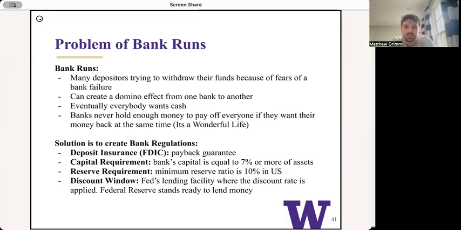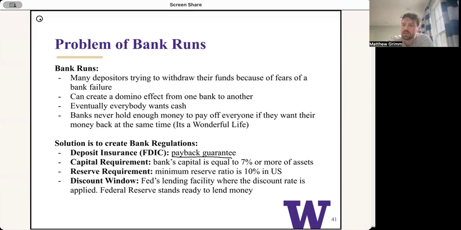Such problems could be the bank run. So a bank run is when depositors try to withdraw their funds because of the fear of the bank's failure. And what this does is it creates a domino effect from one bank to another or one person to another investing in a bank. So eventually everybody wants their cash because they know that times are getting hard and they don't really trust these banks anymore. So the banks are never going to hold enough money to pay off everyone if they want their money back at the same time. Because of this, bank runs can be a thing. The solution was we have the FDIC with the payback guarantee.